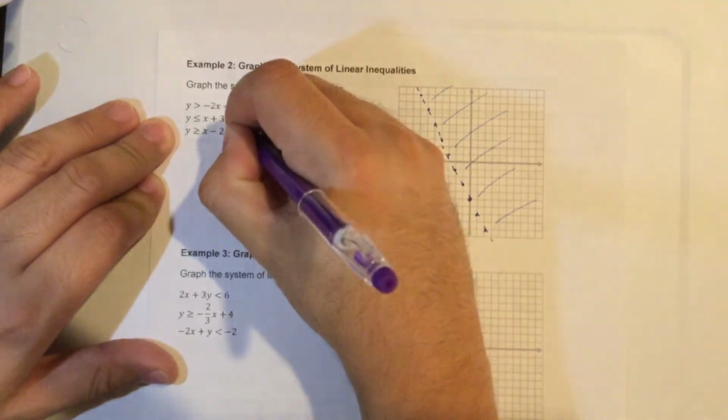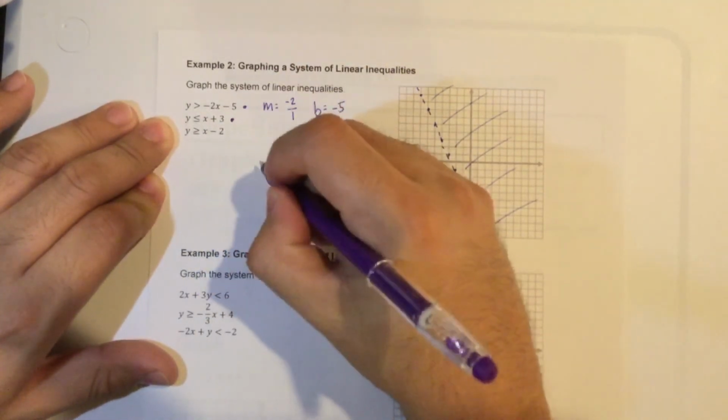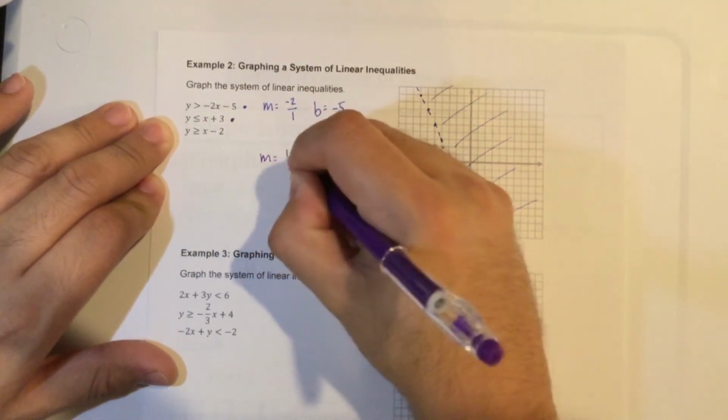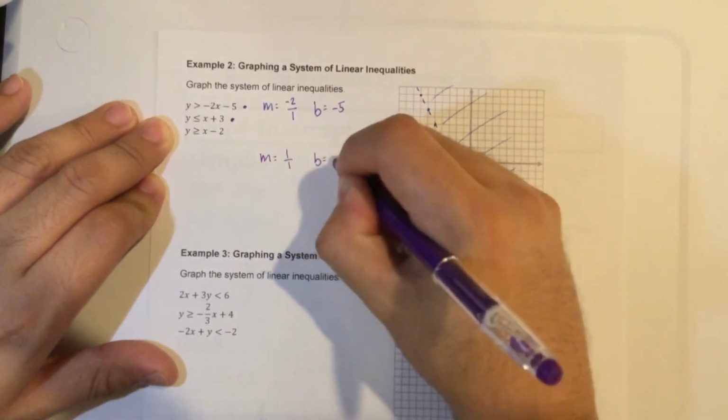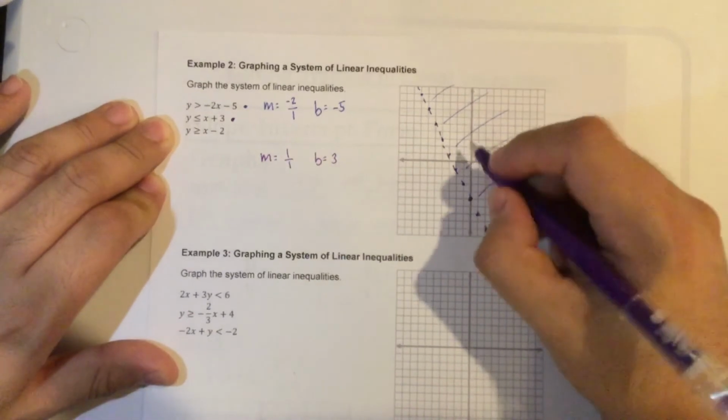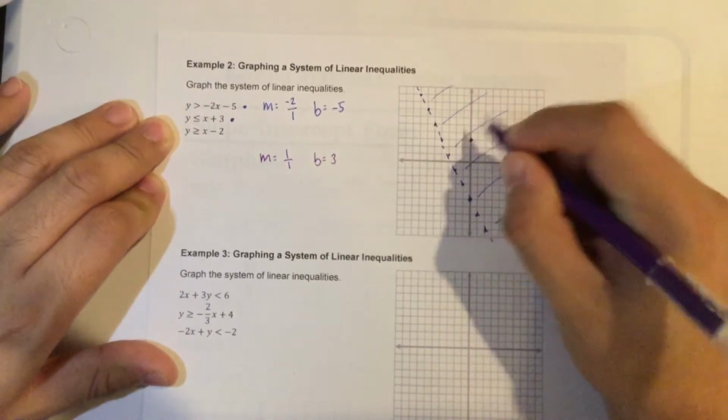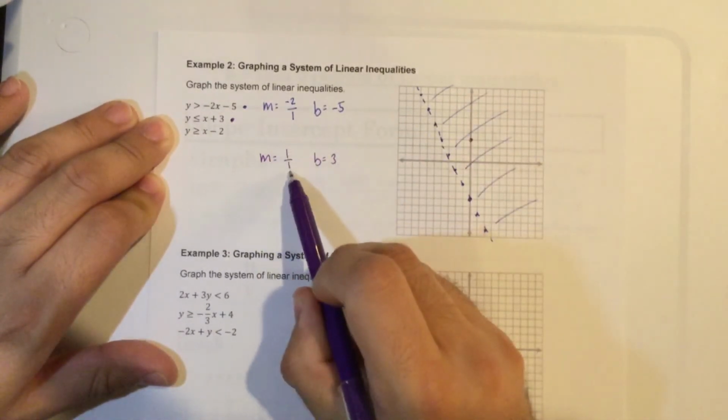My next one I will do in purple. So here we have that our slope is 1, so we put 1 over 1 to make a fraction. And my y-intercept is 3. So we begin at the y-axis at 3. So 1, 2, 3. My slope is positive, so up 1 and right 1.